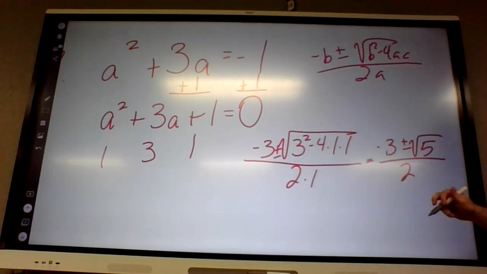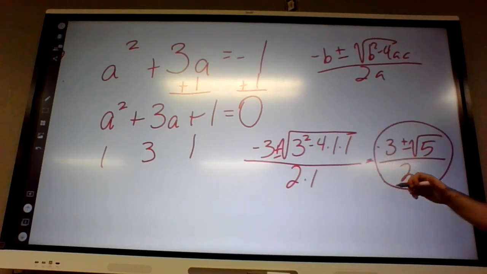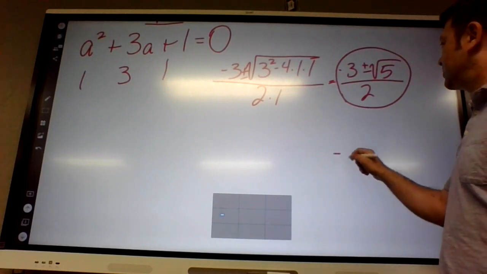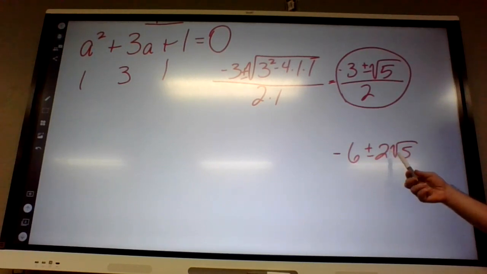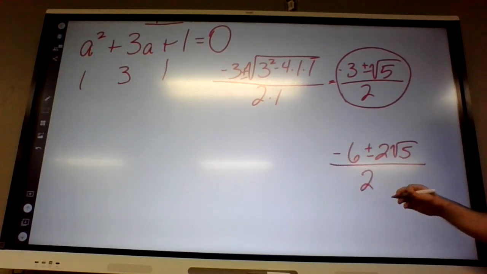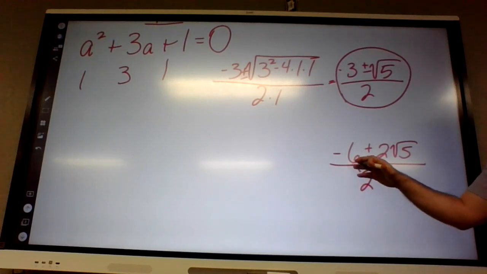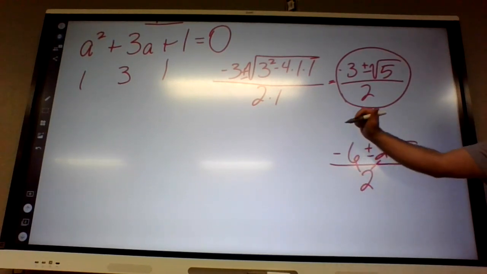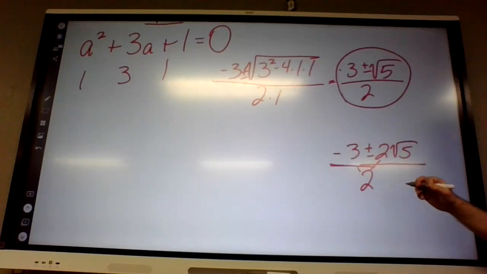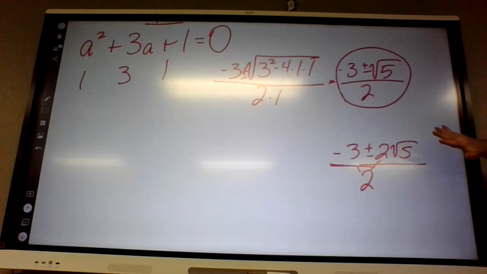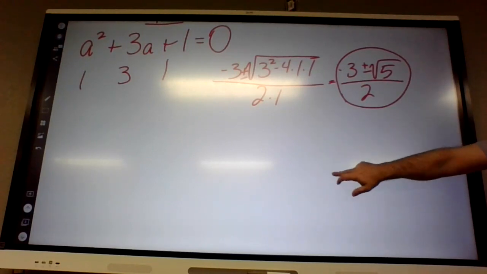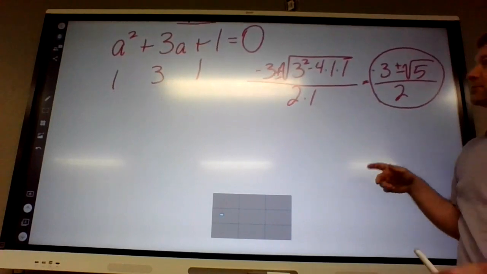Can I do anything else to it? No. I should mention something though. Let's say that square root simplified partially into this. Can I simplify this? Yes, if they're both divisible by 2, you can do that. But if only one of them was divisible by 2, it doesn't really simplify. You can only reduce if all the terms on top and bottom reduce.